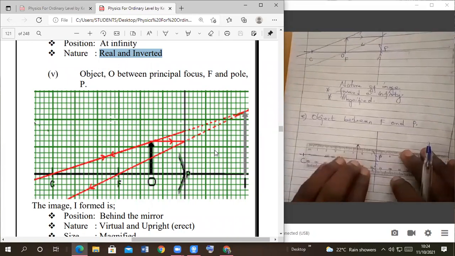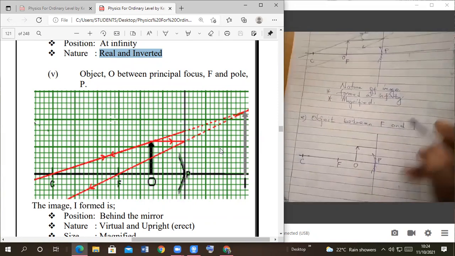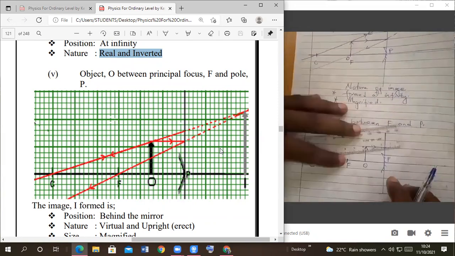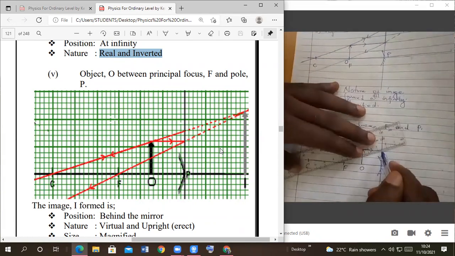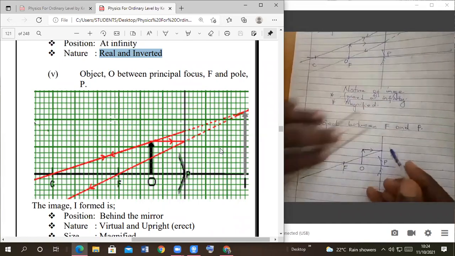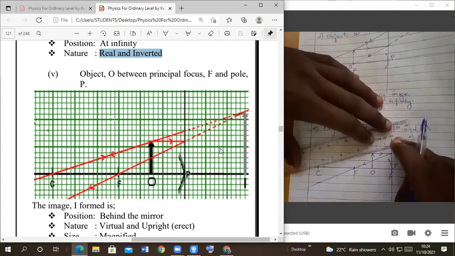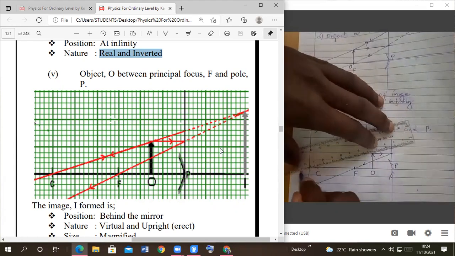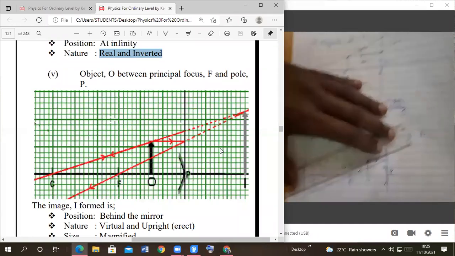So a ray of light parallel to that, like this. Are you seeing that, members? It will be reflected through the principal focus, like this. Then again, a ray of light through the center of curvature, like this. Reflected along the same path. Members, we have less than a minute.